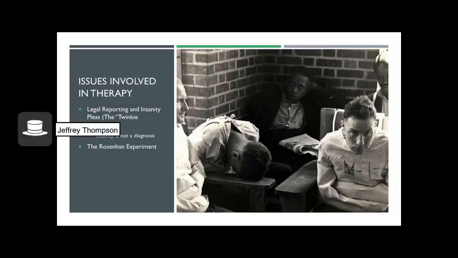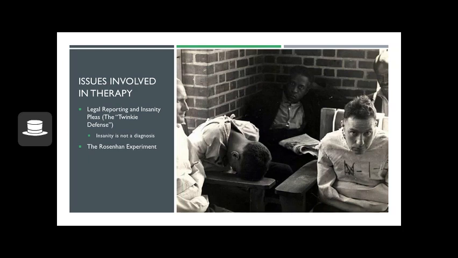So, like everything, there are issues involved in therapy. One thing is court reporting. Sometimes you are subpoenaed and you have to testify in court on behalf of a client, or you might just be an expert witness and you might have to meet with somebody and diagnose them, and see if maybe the insanity defense is applicable in that situation.